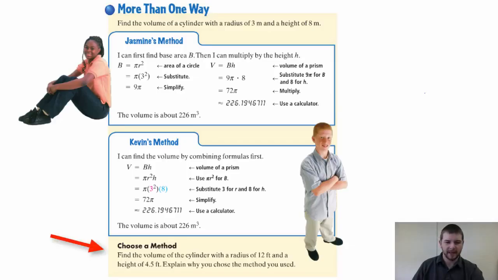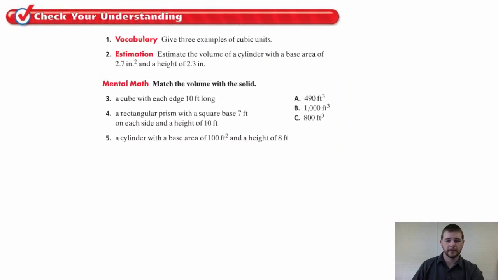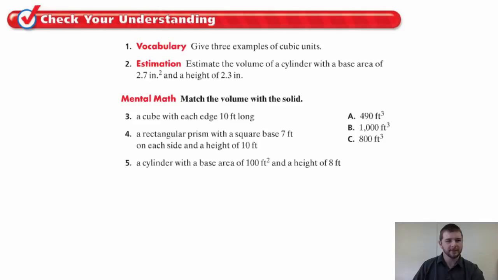Choose a method. Find the volume of the cylinder with radius 12 feet and a height of 4.5 feet. Explain why you chose the method you used. And check your understanding problems for this section.